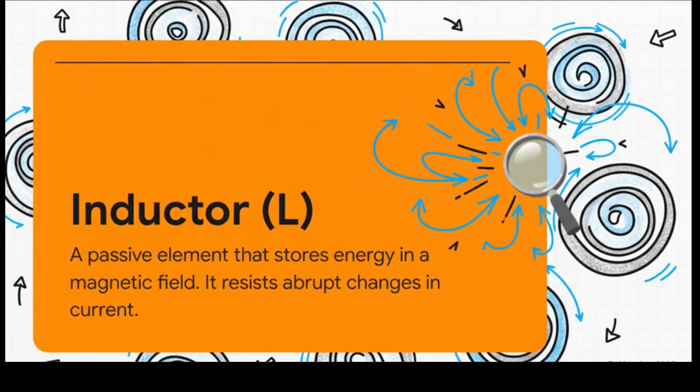And our third key player is the inductor. At its heart, it's basically just a coil of wire. Now, it also stores energy, but not in an electric field like a capacitor. It stores it in a magnetic field that gets created when current flows through it. The inductor's special trick is resisting sudden changes in current. It has this kind of electrical inertia that just wants to keep the current flowing nice and smooth.